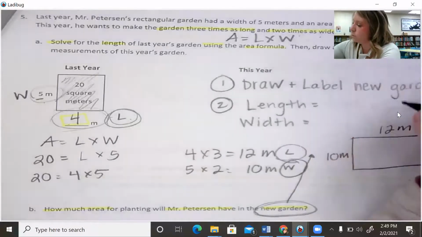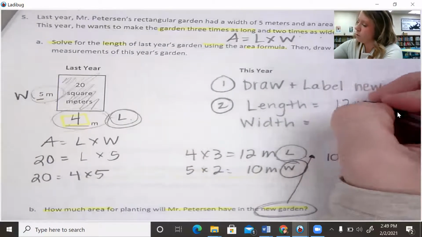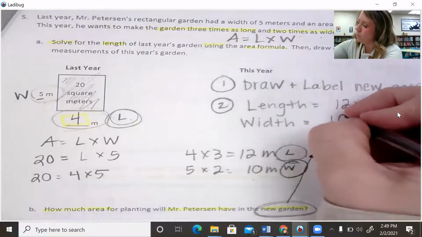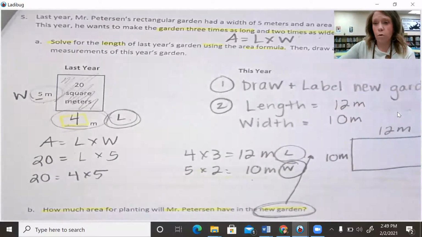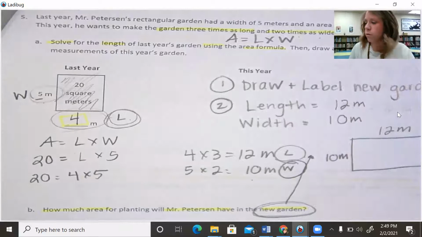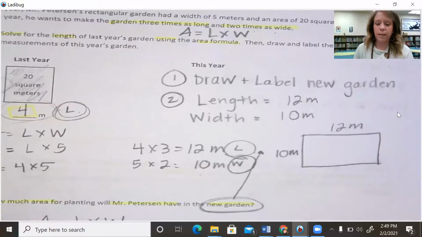So my length, 12 meters, width, 10 meters. Remember, we wrote down all those notes before, so then we would just have to simply fill in the blanks.